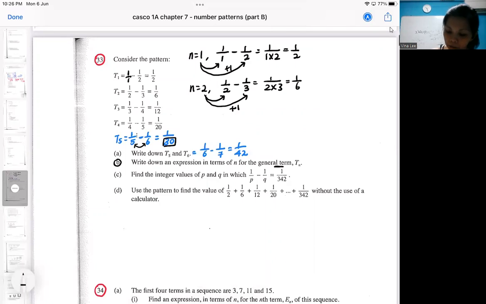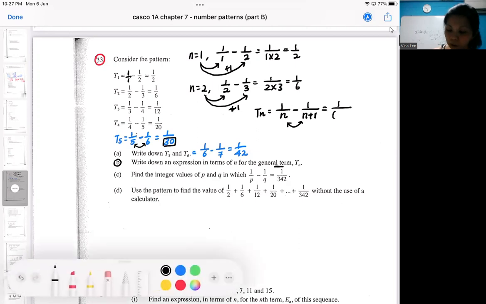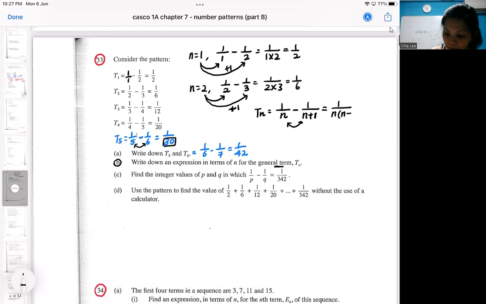So after observing a bit, what is the nth term? The nth term will be 1 over n. And remember there's a plus 1, so you minus, n plus 1. The answer will actually be a multiplication of the two denominators. So that's how we derive the general term. Can you see? That's how we derive the general term.